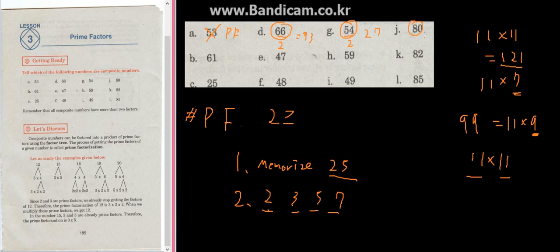And 80, this is obvious. 8 is already 2 multiplied by 2 multiplied by 2. And this number would be just obvious. This is even, so this is a composite number.